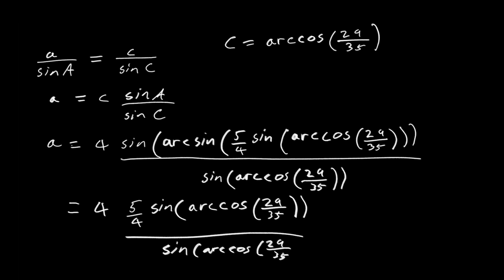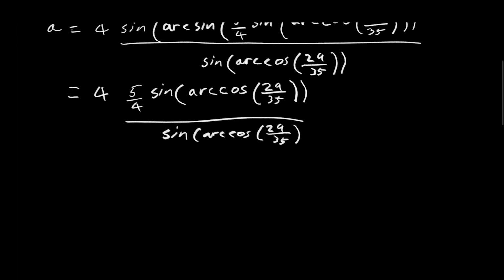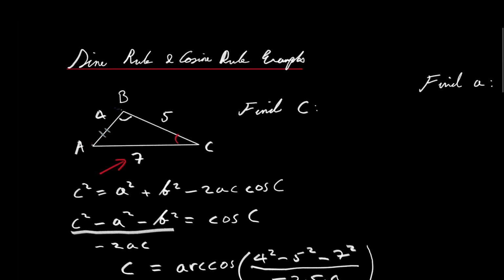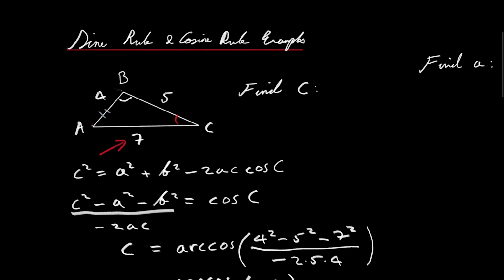We're pretty much done, but I'm going to do one more step just so you see that it really does work out nicely. Since this is the same thing over the same thing, they cancel. So we are just left with 4 times this fraction, 5/4. Now the 4's cancel, and we are just left with 5. And what are we trying to find? We're trying to find the side length A. We ended up with the answer 5. And if we look at our triangle, yes, that was the side length of lowercase a. So that worked out quite nicely.